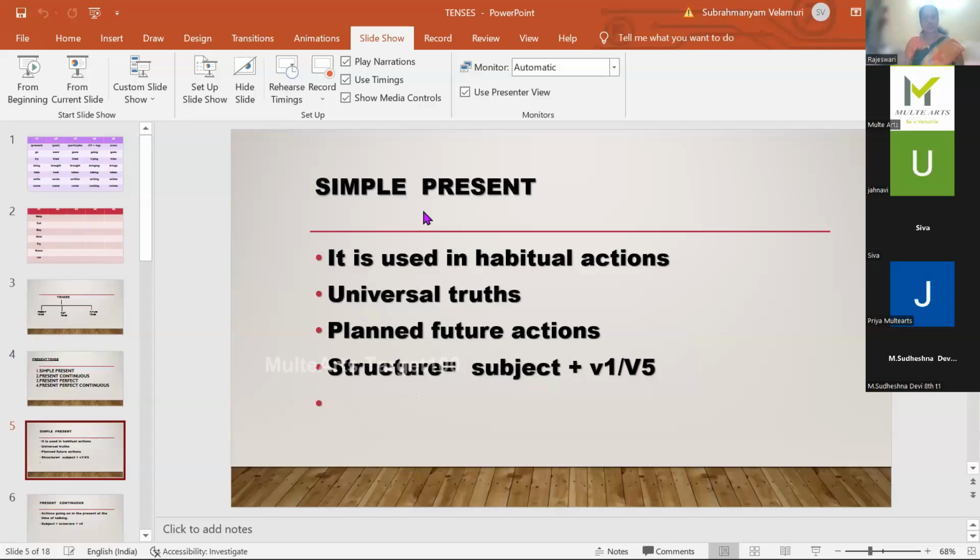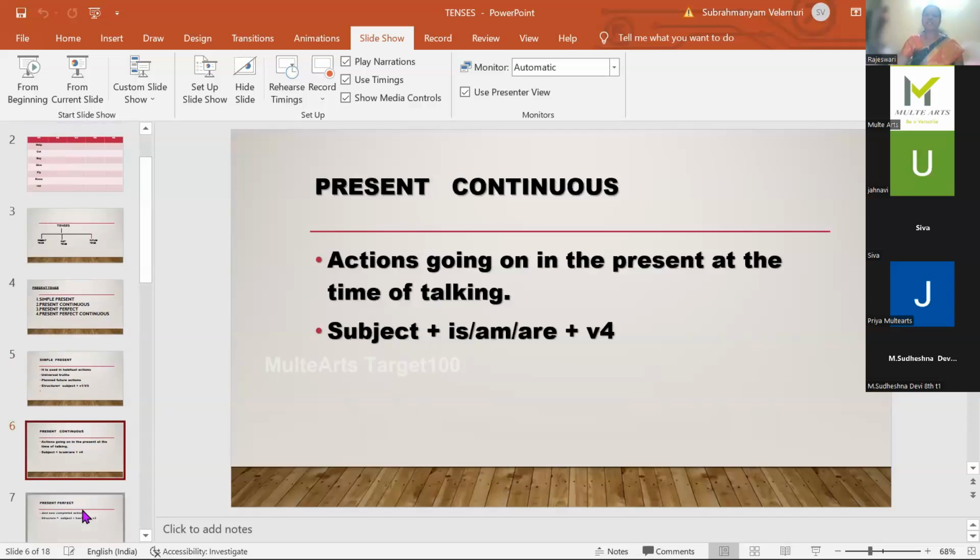She goes to the market. So when it comes to she, it is a singular subject. So the verb is also changing accordingly: goes. That is the structure of simple present. Now let's move on to the next one. Next one is present continuous.